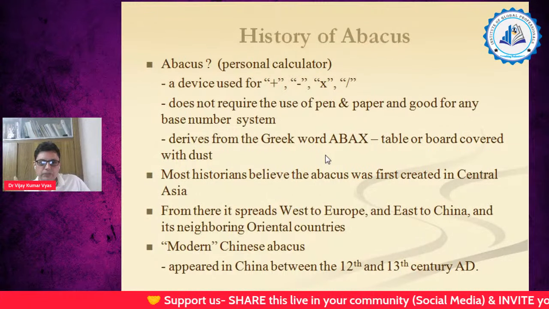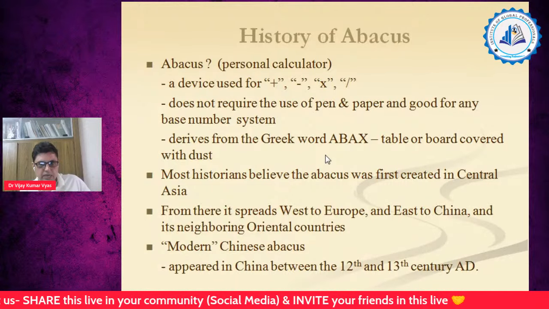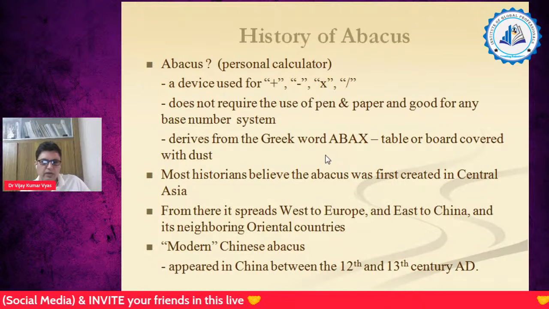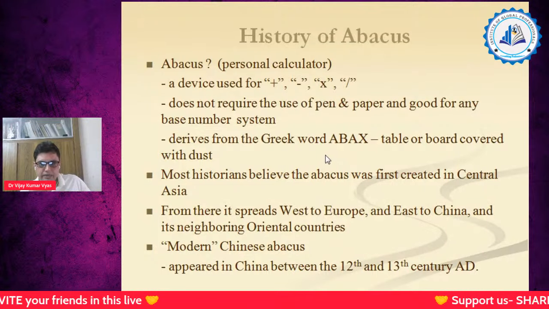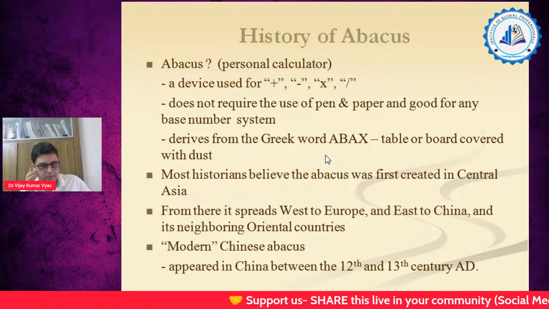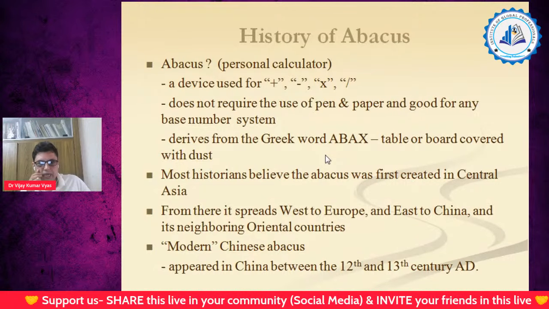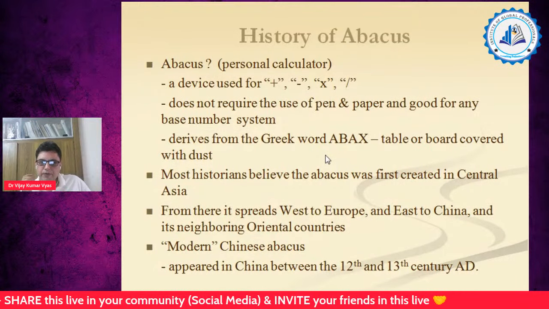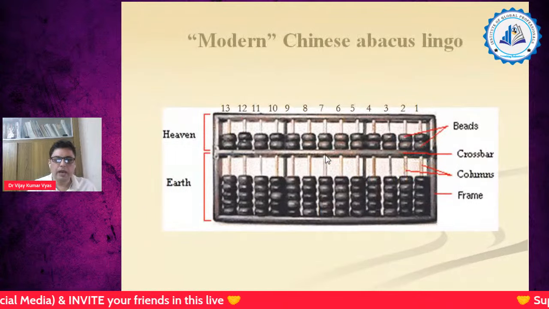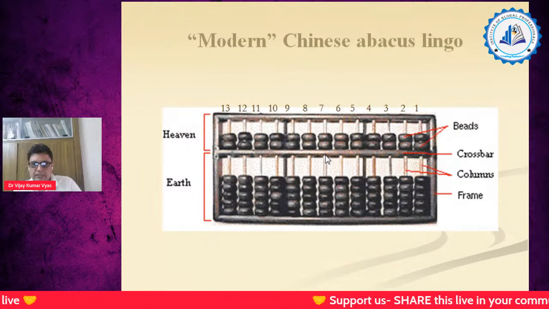Some historians believe that the Abacus was first created in Central Asia. It is quite popular in Europe, in the eastern part of the world, and in China and neighboring countries. But in current times, it is most popular in China. The modern Chinese abacus appeared in China between the 12th and 13th century AD. This is the kind of instrument they use for the abacus.